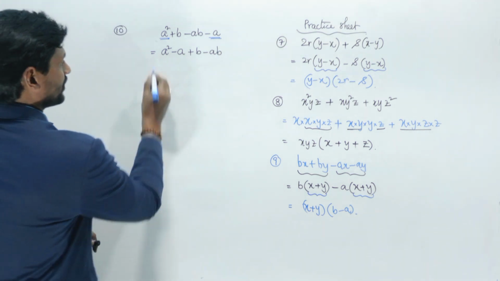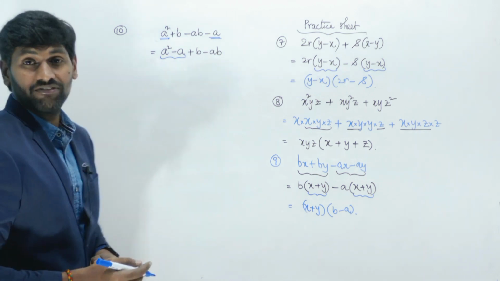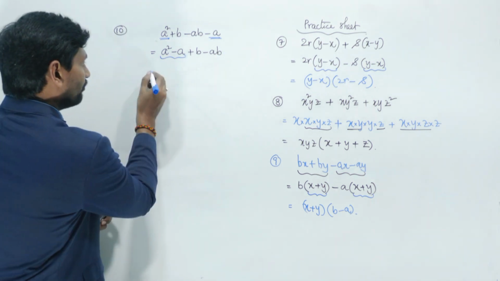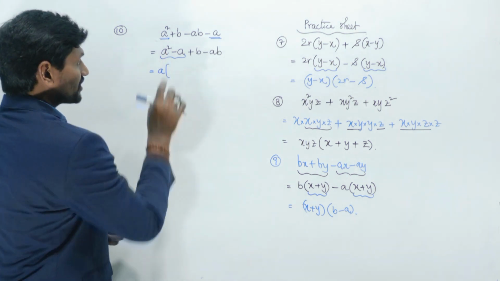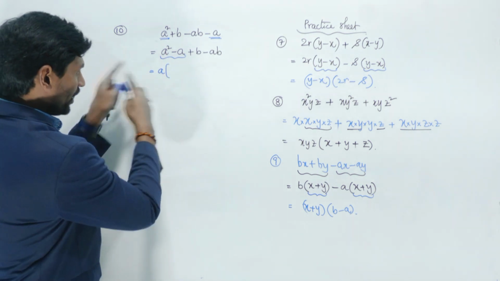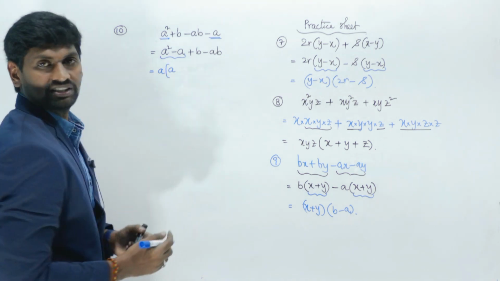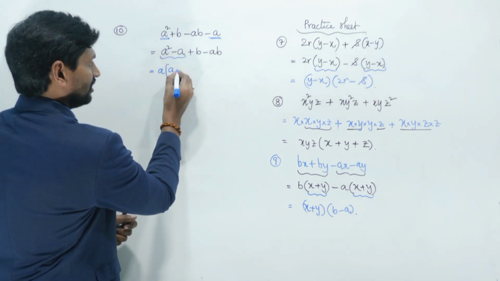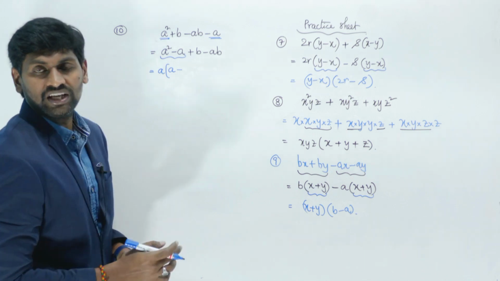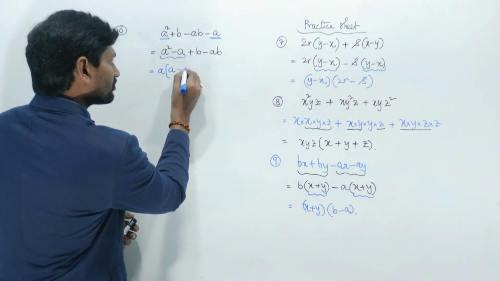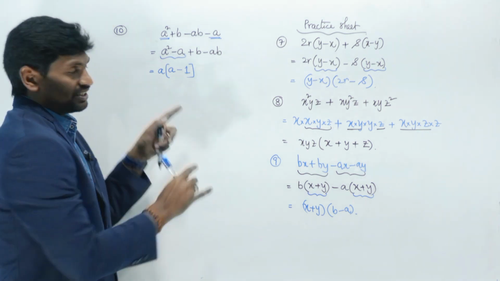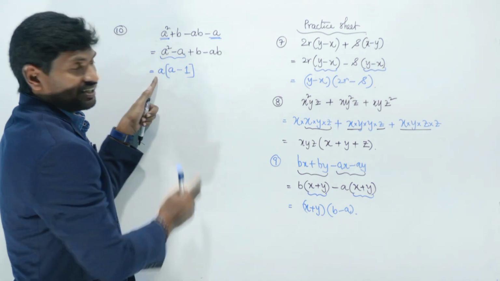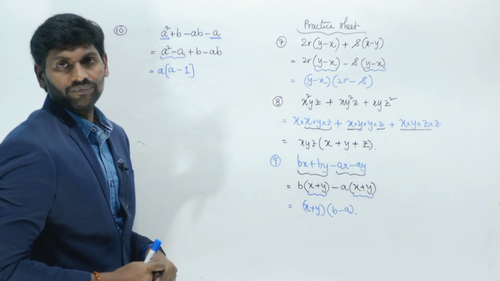Now from the first two terms, both have the variable a. I am taking a as a common factor. Here a square means a into a. If I take one a common, another a remains. Here there is a minus symbol. If I remove this a, what will be there? Nothing will be there, which means 1 is the common factor. Now check again: a into a is a square, a into 1 is a.